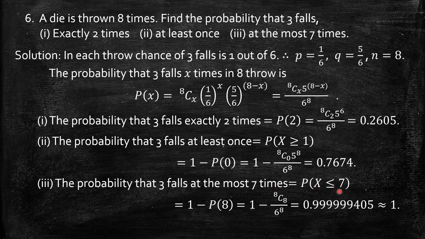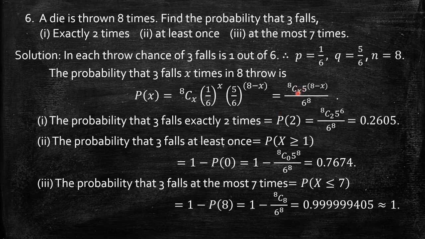So the probability that 3 falls at the most 7 times is P of x less than or equal to 7. If I take the probabilities, then I have to take all the probabilities from 0 to 7. Instead of that, again we take the complement, that is 1 minus probability of x greater than 7. X greater than 7 means only one value, since n is 8. So total number of trials carried is only 8. So I have 1 minus P of 8.